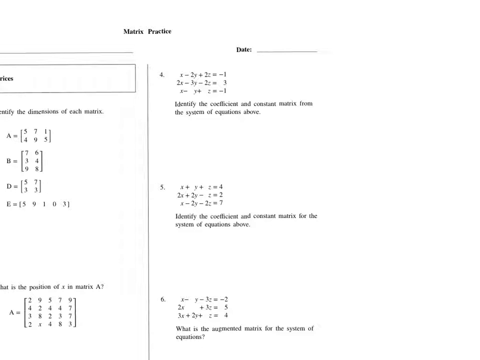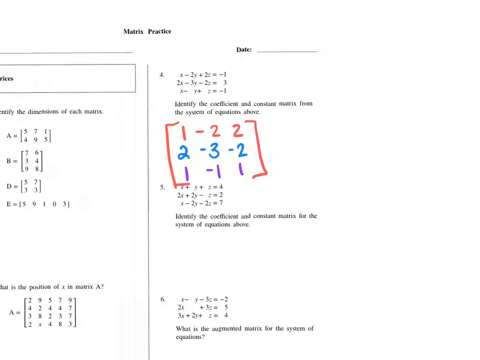So let's go ahead and write all of those real quick and make sure you remember how to do that. So remember, the coefficient matrix is made of all the coefficients in front of variables. So in this first row, for instance, we have coefficients of 1, -2, and +2. Second row, we have coefficients 2, -3, -2. And on the third row, we have coefficients 1, -1, and 1.